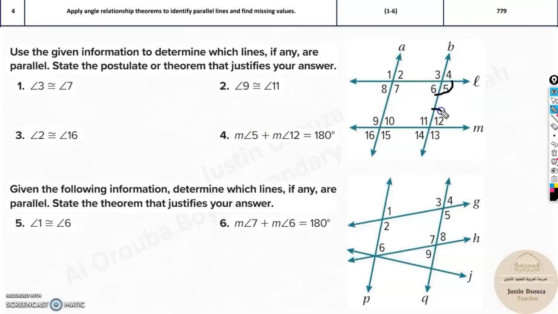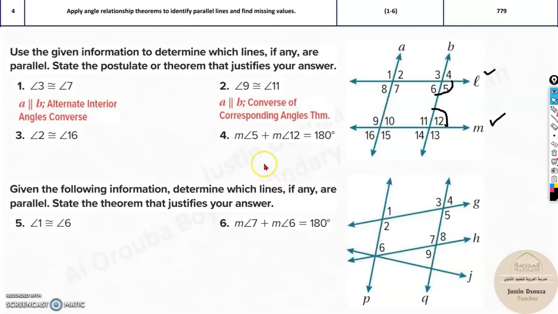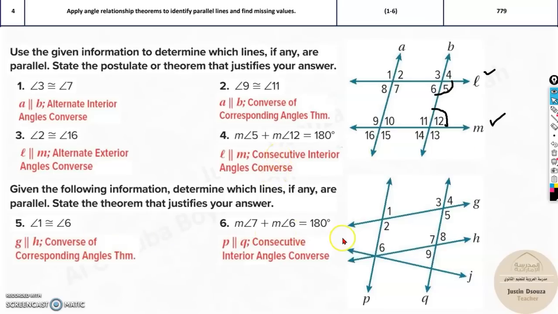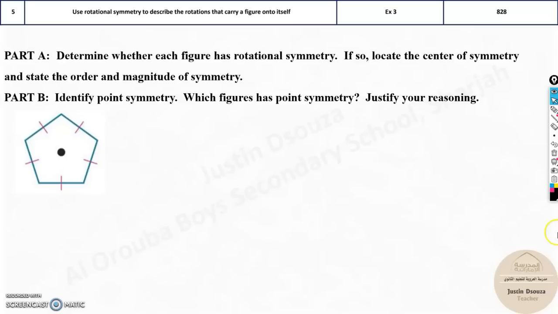5 and 12 will make L and M parallel because they are equal to 180. That means it's the converse of interior consecutive angles. See, consecutive interior angles converse, or converse of consecutive interior angles. Similarly, all of them are very, very straightforward. Please do solve them by yourself and then check for the answers.